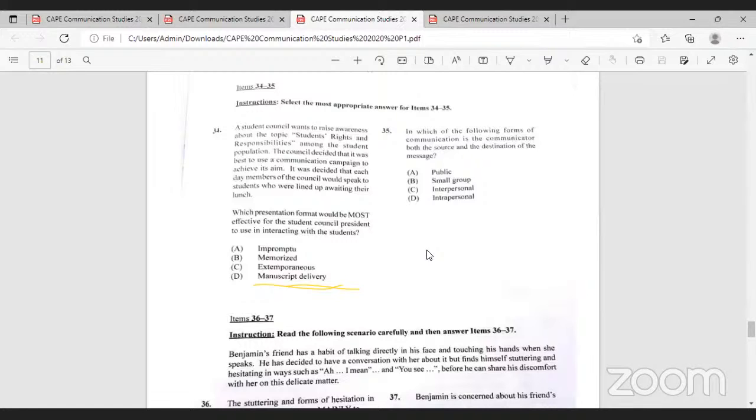I would say 34. 35, in which of the following forms of communication is the communicator both the source and the destination of the message? Public, small group, interpersonal, or intrapersonal? You are both the source and the destination. Intrapersonal. The answer. See, anybody with any other answers for 35?